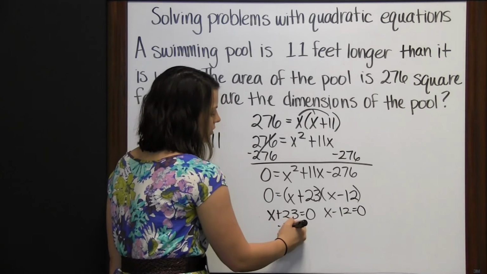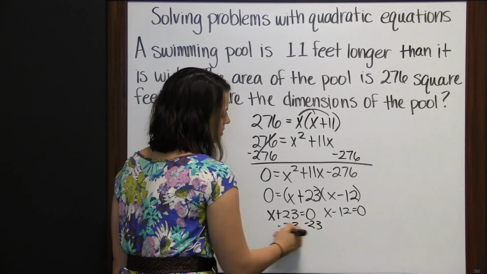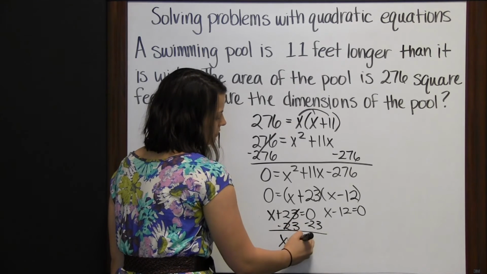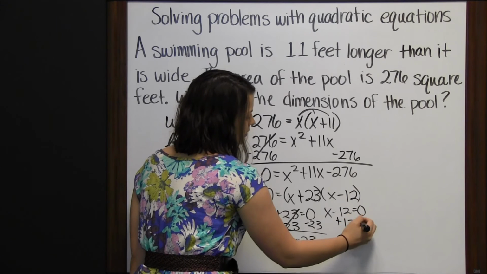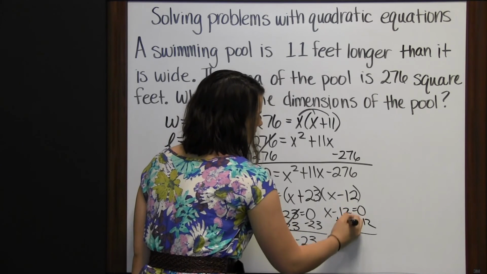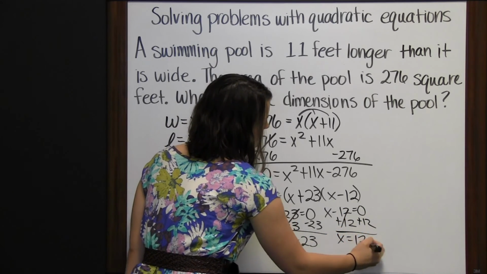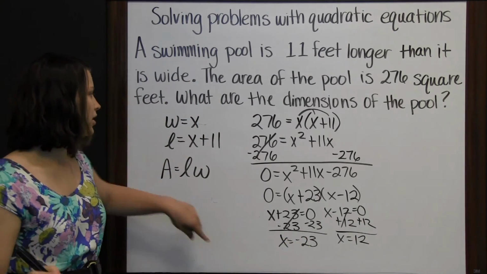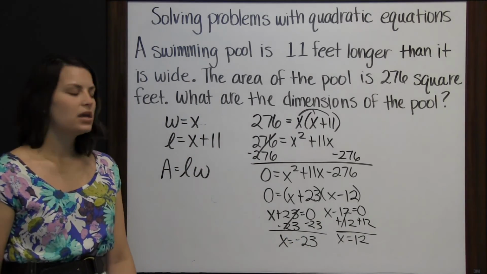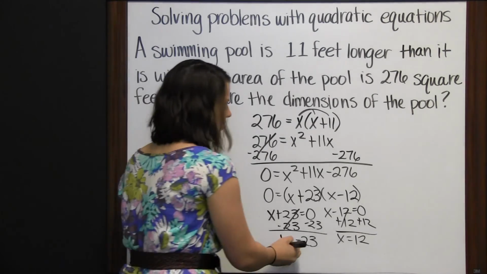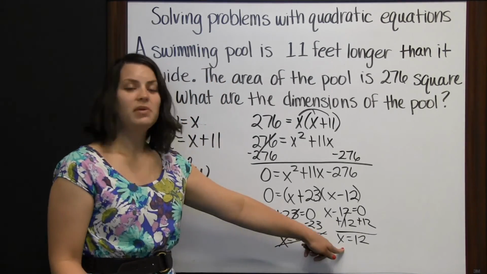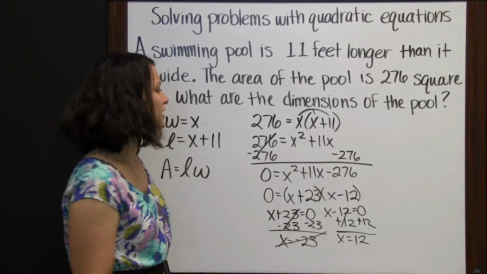To solve for x here, we subtract 23 from both sides, and x equals negative 23. To solve for x here, we add 12 to both sides, and x equals 12. Now if you'll remember, x was our width. And it doesn't make sense for our width to be negative, so this answer is out. Which means our width is 12 feet.